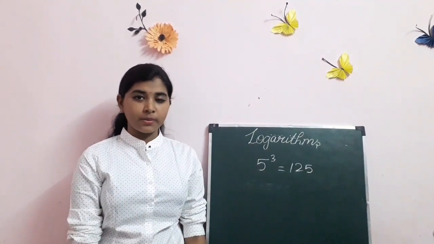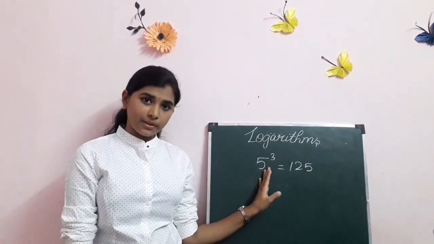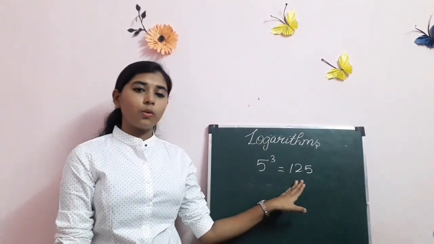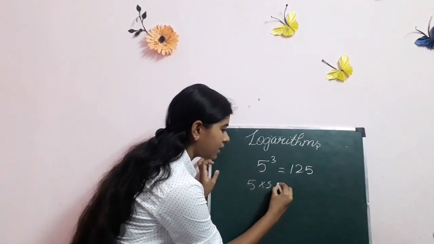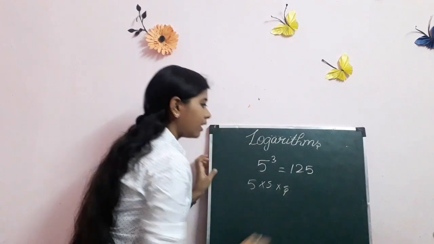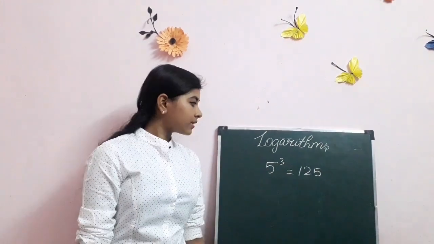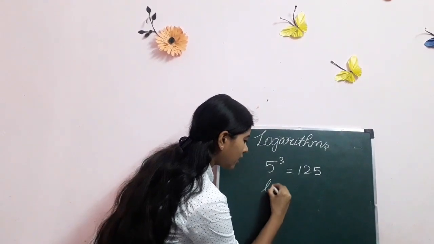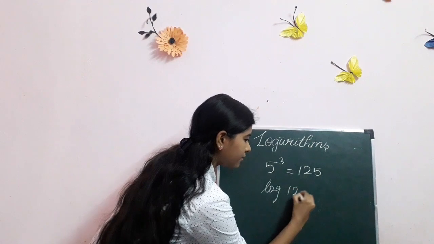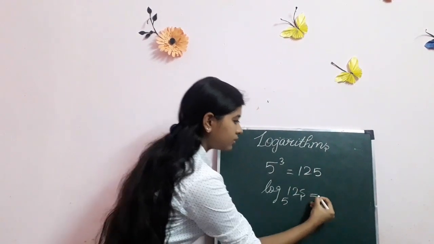Before moving on to problems, let me ask you a question. What is 5 raised to the power 3? It is 125, which is nothing but 5 into 5 into 5, which is 3 times 5, which gives you 125. This is what log says. Log of 125 to the base 5 gives you the power.